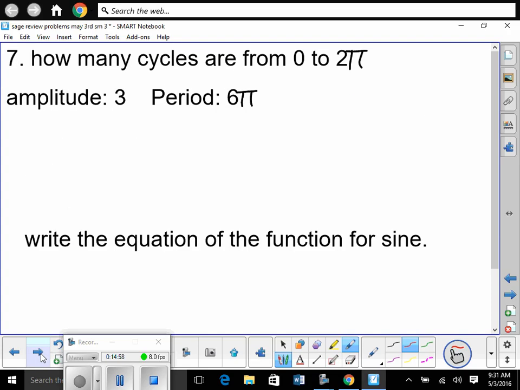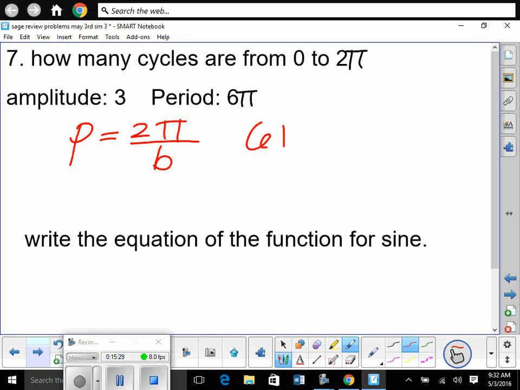Okay, next one. How many cycles are from 0 to 2 pi if you have an amplitude of 3 and a period of 6 pi? So you've got to be able to work backwards. Isn't the formula for period equal to 2 pi divided by b? So wouldn't we just plug in what we know and solve for what we don't? B stands for number of cycles, right? Is everybody paying attention? This is for your benefit.